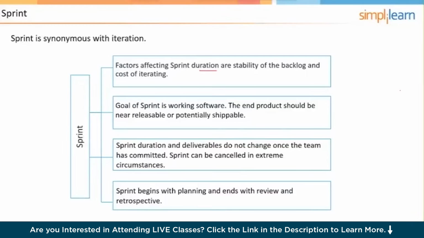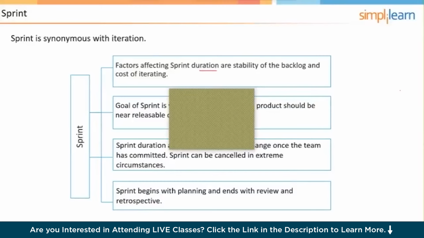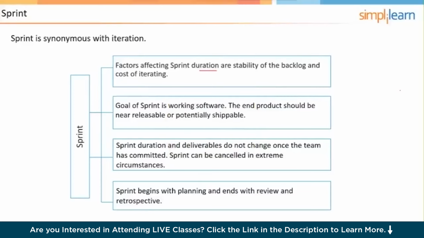Because there's a high level of uncertainty, and so you have a greater amount of control on your project if you have shorter sprints. Now, on the other hand, another factor is the cost of iterating. Every time we do a sprint, there are costs associated with the sprint planning meeting, the sprint review, the sprint retrospective, right? People show up to those meetings, you got to pay them. So there is an overhead cost to actually doing sprints. The goal of the sprint is working software.